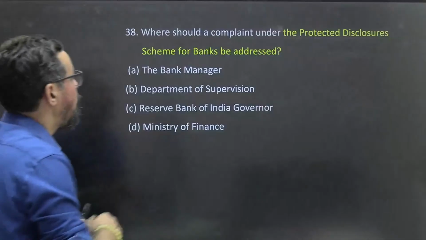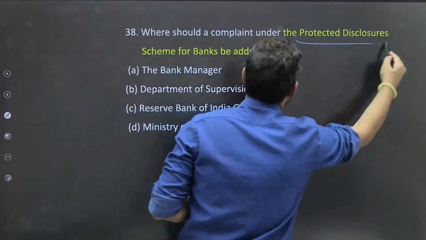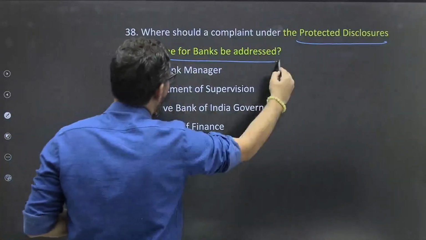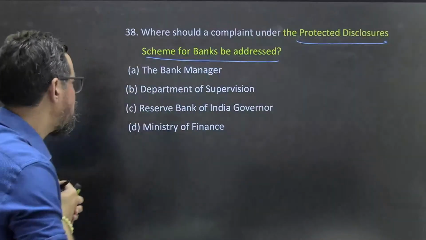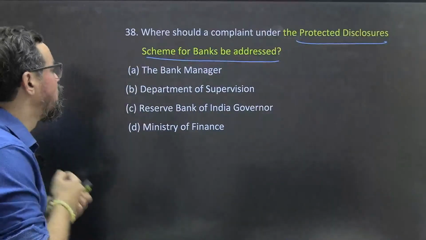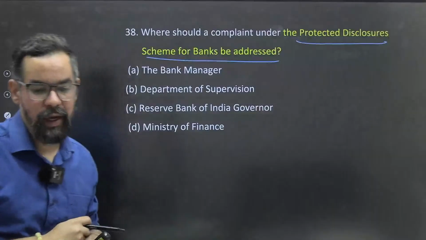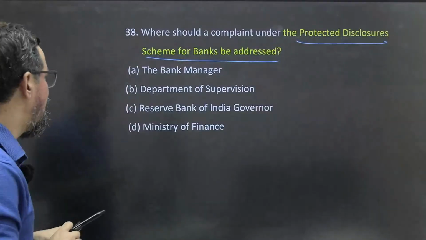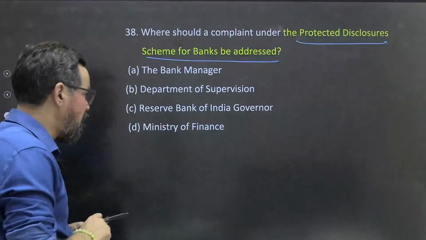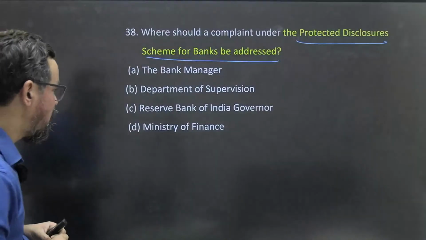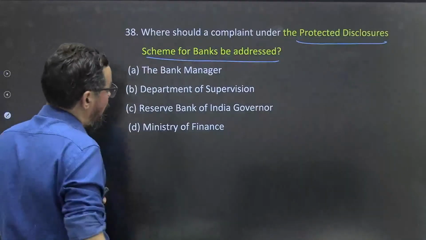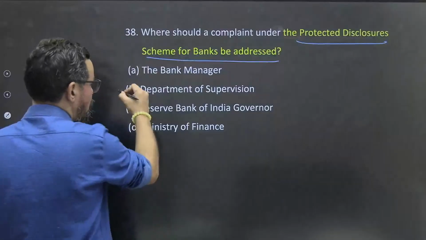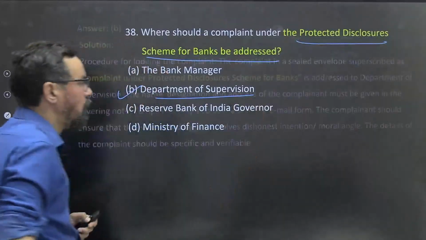Where should a complaint under the protected disclosure scheme for bankers be addressed? Basically the bank managers, the Department of Supervision, the Reserve Bank of India's governor, or the Ministry of Finance. So what will be your correct answer? Department of Supervision.